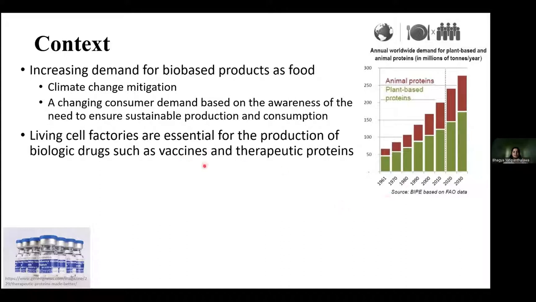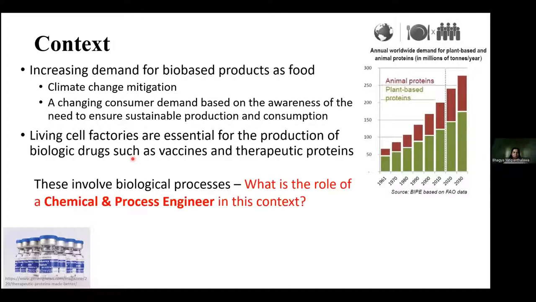Then, as the second point today, there are biologic drugs such as vaccines and therapeutic proteins that cannot be chemically derived, which therefore require living cell factories for this purpose. So all these involve biological processes as we are working with live cells. My intention today is to give you a basic idea on the role of a chemical and process engineer in this context.